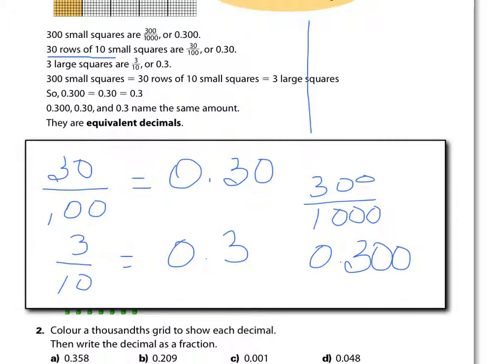So we could have a very large thousandths grid where each of those little squares is divided in 10, and we could have 3 of those rows filled in, which would be 3/10, which would be 30 little squares, which would be 30 hundredths, which would be 3,000 tiny little squares, which would be 300 thousandths.